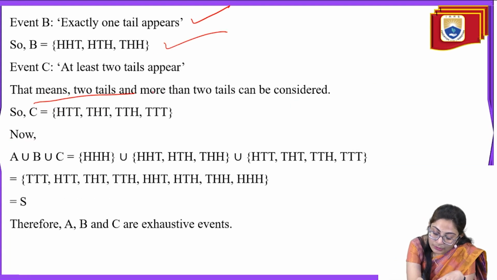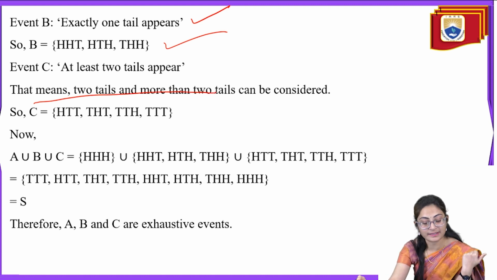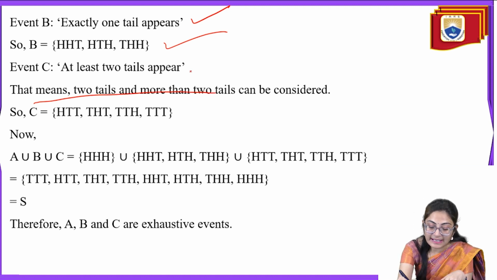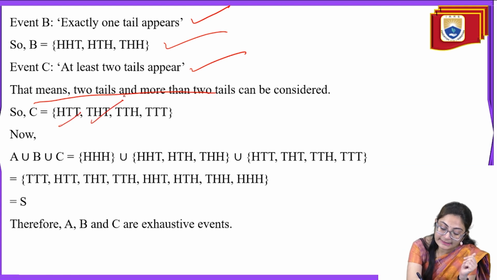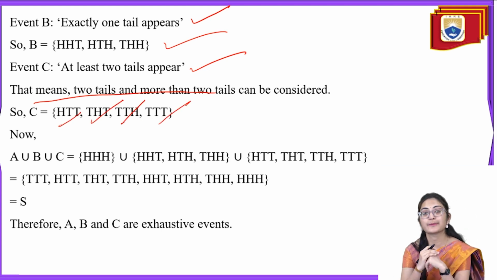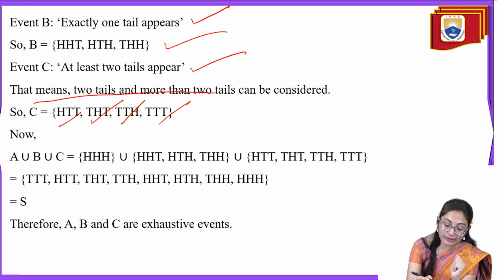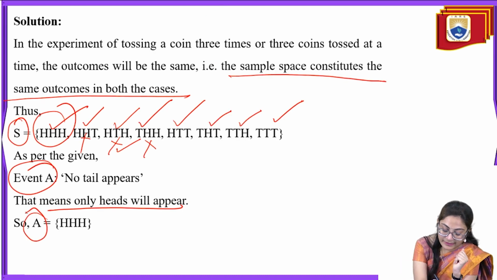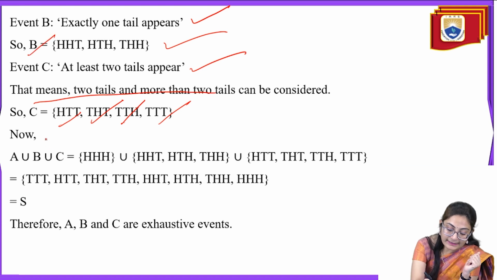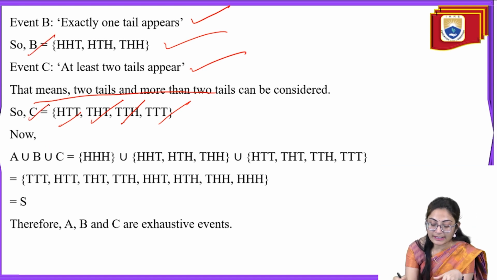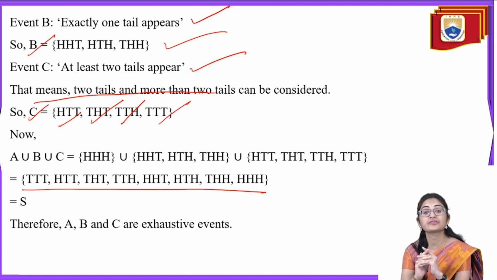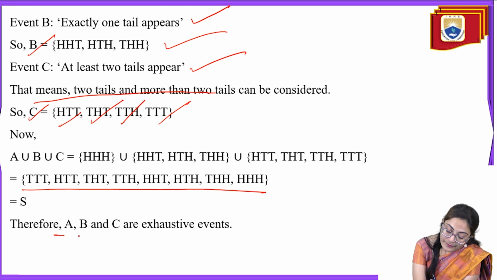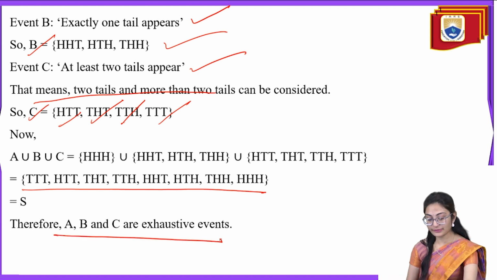Then 2 tails and more than 2 tails can be considered. So event C is that at least 2 tails appear, 2 tails or more than 2 tails. So here HTT, THT, TTH and TTT. Now what we will do? We will take the union of event A, event B and event C. After that you get the same sample space, the original set. Therefore these A, B, C are exhaustive events.